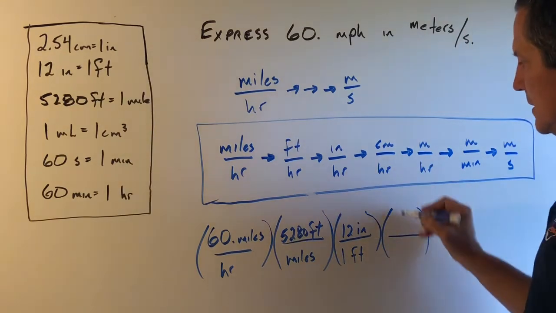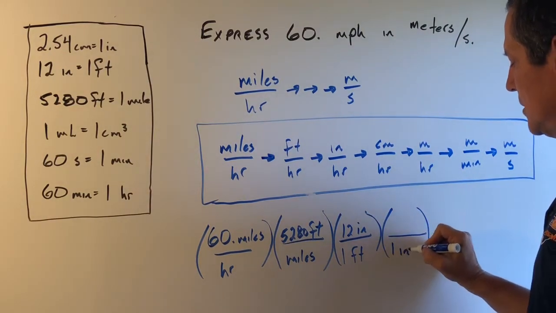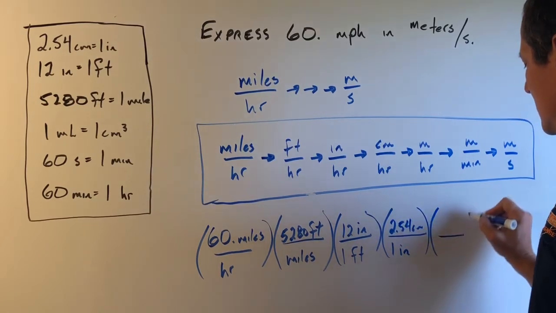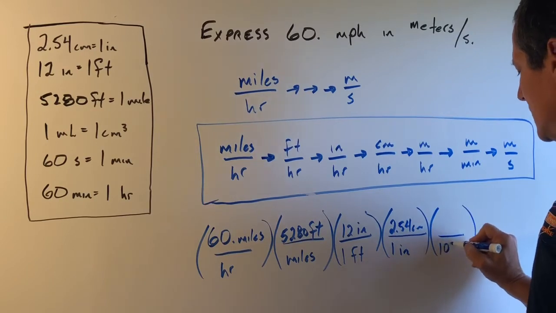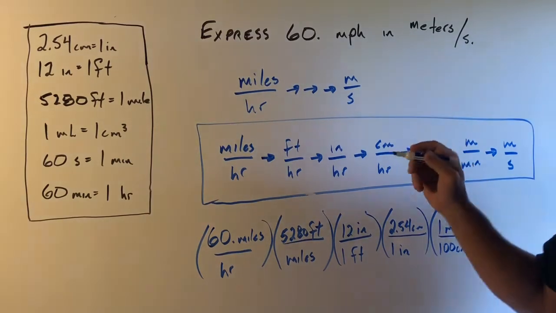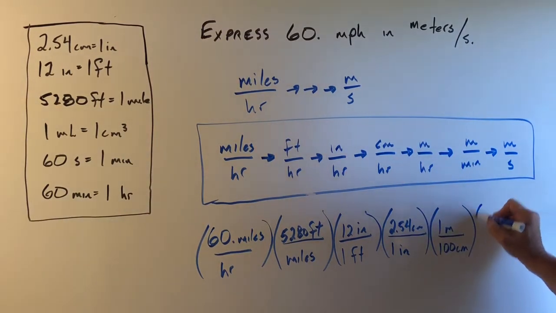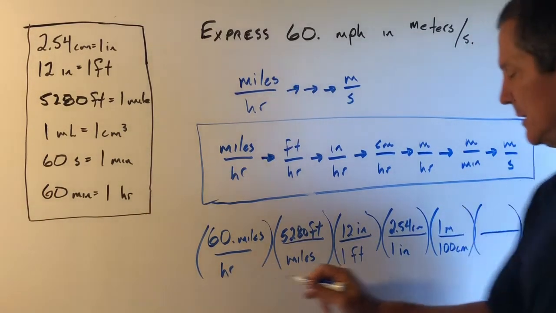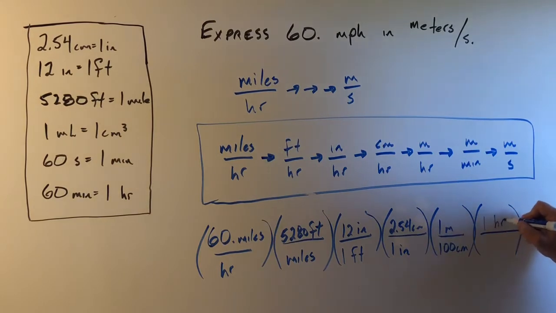Next I've got inches to centimeters, so I have that 1 inch is 2.54 centimeters. I have that 100 centimeters is 1 meter. It's not on the table there, but we should know those metric ones. Okay, now we got to pay attention to one little tricky thing. Hours is in the denominator here, so it has to go in the numerator here. 1 hour is 60 minutes. And out of space, but 1 minute is 60 seconds.